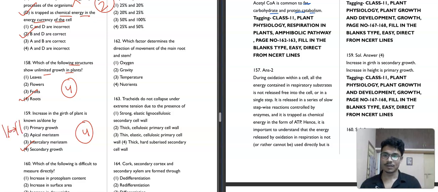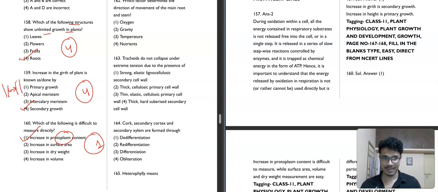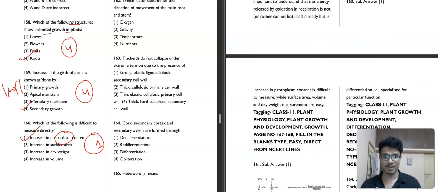Okay. Then which of the following is difficult to measure directly? Increase in protoplasm content, increase in surface area, increase in dry weight, increase in volume. So you know that the difficult thing to measure is the increase in protoplasm content. First option is our correct answer. Increasing protoplasm content is difficult to measure, while surface area, volume and dry weight measurements are easy.